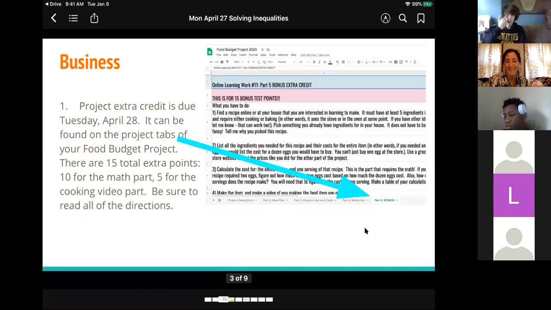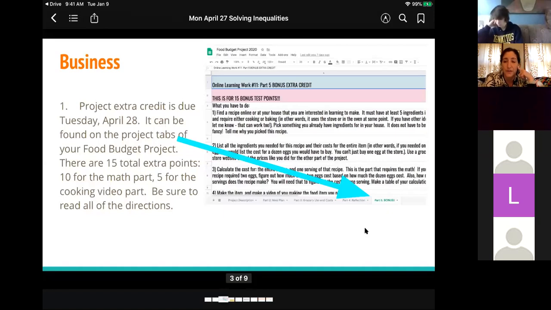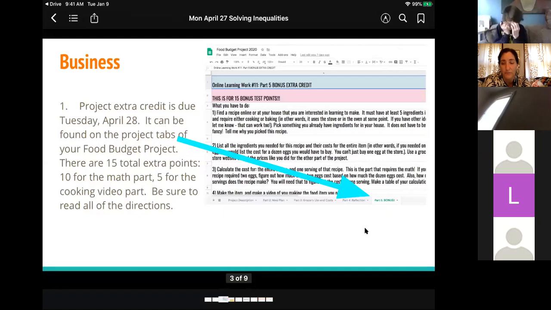So isn't the math part of it 10? You get 10 points for that, and sending a video in is 5. Yeah, and you don't have to do both. You could just do the math part or just the video part. But if you want the extra credit, you could get up to 15. So it's up to you. Make sure you read the directions on the project. It breaks down what you need to do. It's on the 5th tab of the project. So that's due tomorrow.